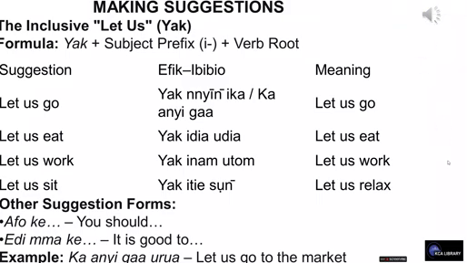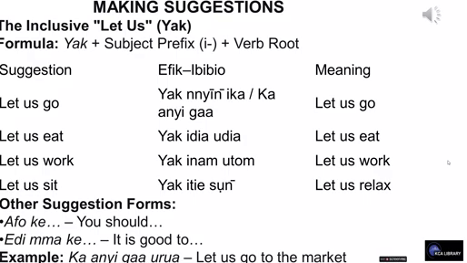Making suggestions involves using expressions that invite others to consider an idea or take part in an action. One common way to do this is by using the inclusive form yak, which means let us. This form encourages group participation and shared decision-making. The structure typically follows the pattern yak plus subject prefix, I plus verb root. For example, Koni Jie Yura means let us go to the market, while yak ikwan imo can mean let us learn together. Another example is yak idian utum meaning let us start the work. These expressions are useful when proposing activities in a cooperative and friendly way.